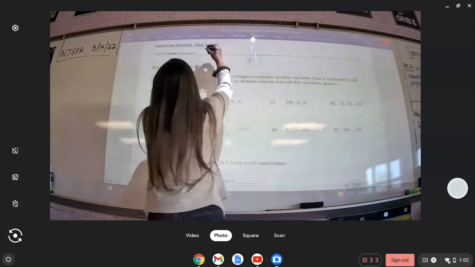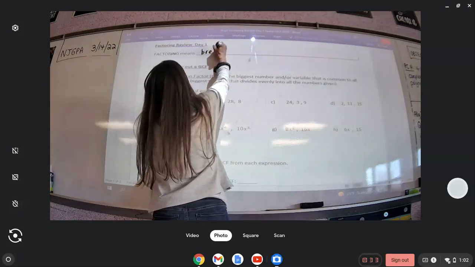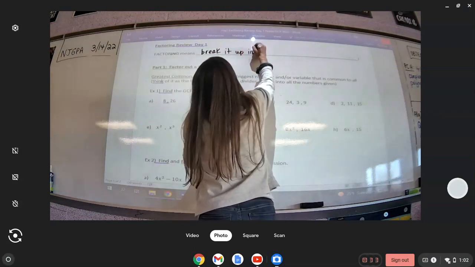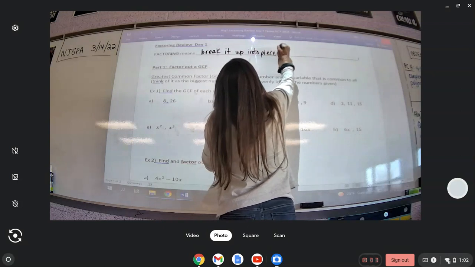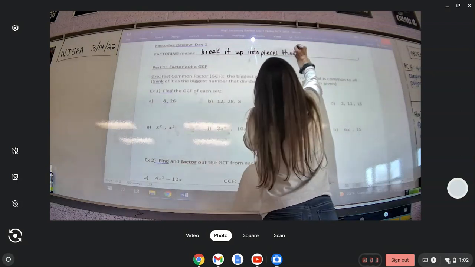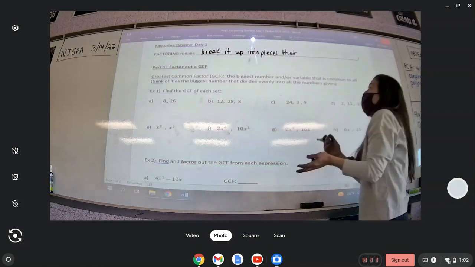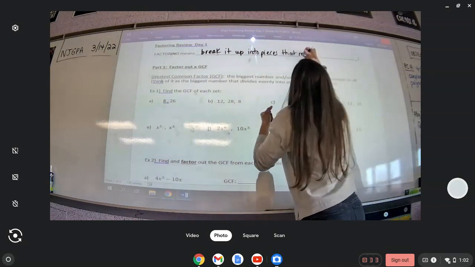All right, here we go. Factoring means break it up into pieces that multiply. So we have to break up these mathematical expressions into other expressions that multiply to equal them.